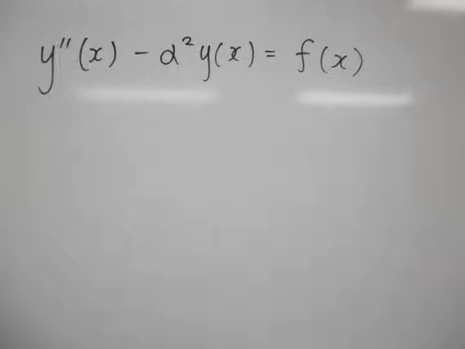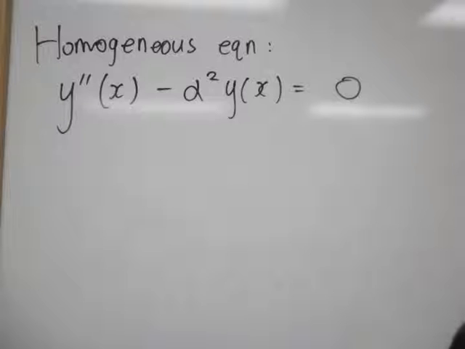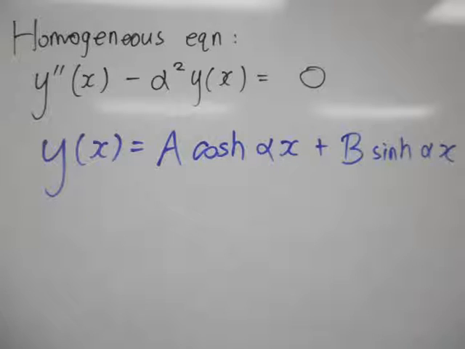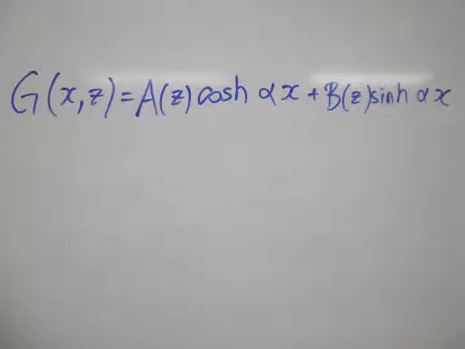In question 2b, we want to construct the Green's function associated with this differential equation. As usual, we write down the general solution to the corresponding homogeneous equation. In this case, it is a linear combination of hyperbolic sine and cosine functions. The Green's function is expected to be of a similar form where we let the earlier coefficients a and b be functions of z.